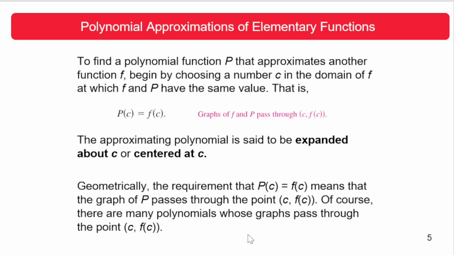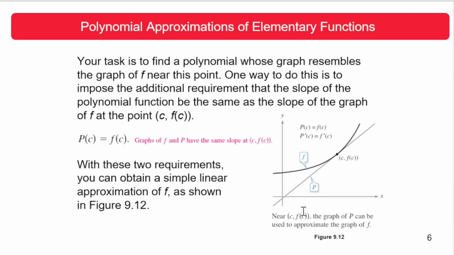Geometrically, if you can recall from analytic geometry, one of the requirements that p of c equals f of c is that the graph of p should pass through the point (c, f of c). Of course, there are many polynomials whose graph passes through the point (c, f of c). So your task here is to find a polynomial whose graph resembles the graph of f near this point.